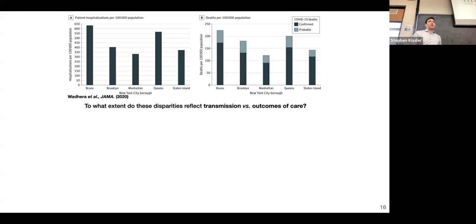But if there's a lot more transmission in these communities, then we can actually think about reducing the spread of disease as a way of trying to even out some of these huge inequities in COVID-19.